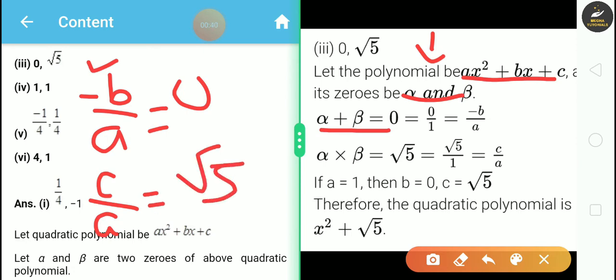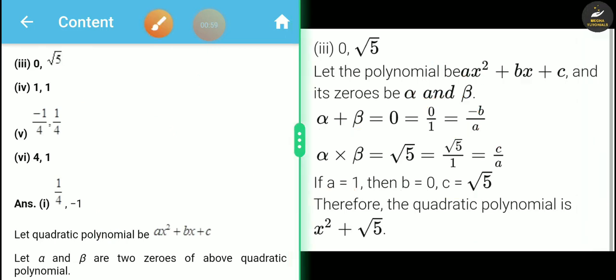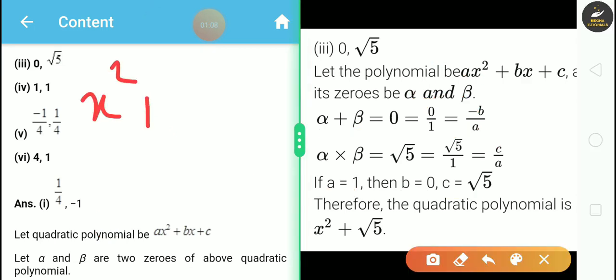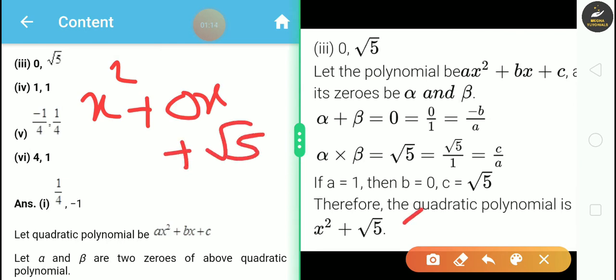Now in both cases we can assume that the denominator is 1. Therefore we have a is equal to 1, b is equal to 0, and c is equal to root 5. Therefore the equation will be x square plus 0x plus root 5. Finally we can write x square plus root 5. So this is the final answer.